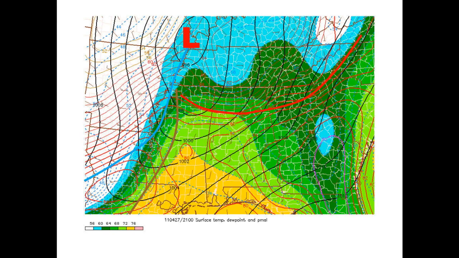Okay, so here's 21Z. This is kind of what the atmosphere has recovered to by mid-afternoon. I've sketched in the boundaries. That's the old outflow warm front thing that is moving north in Alabama, Mississippi. You've got the 68 to low 70 dew points.